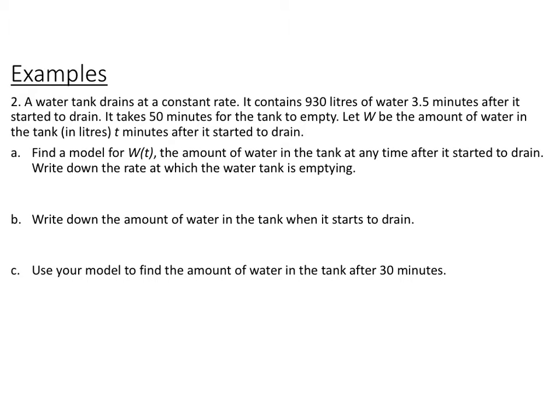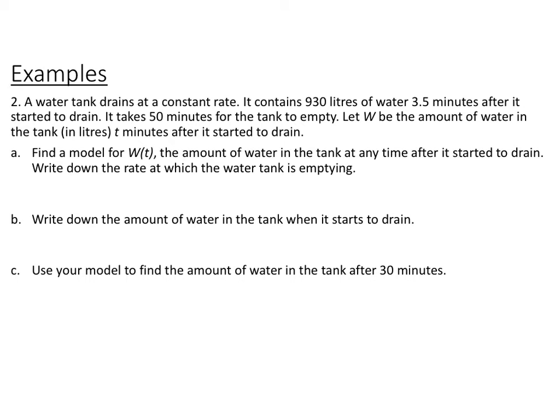So here's another example. A water tank drains at a constant rate. Whenever you see constant rate, you should be automatically thinking linear. It contains 930 liters of water 3.5 minutes after it started to drain. It takes 50 total minutes for the tank to empty from the beginning. Let W be the amount of water in the tank in liters, t minutes after it started to drain.